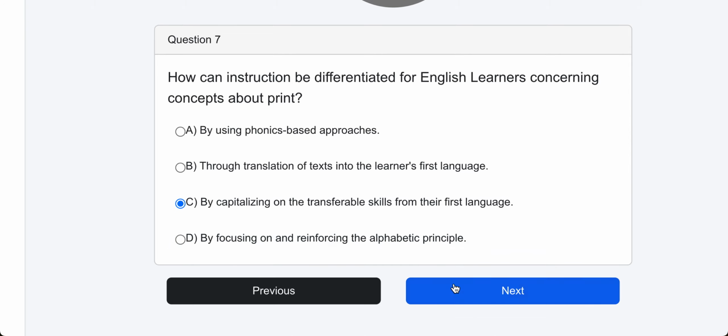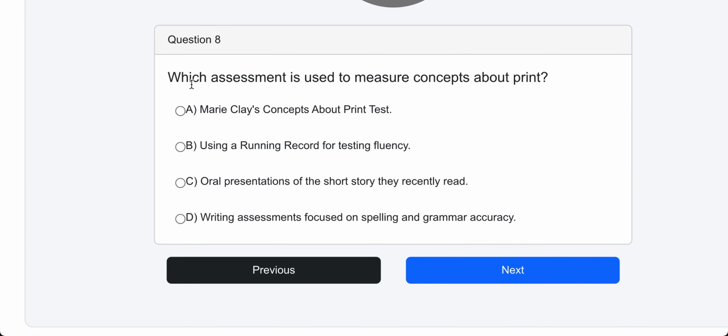Moving on to question number 8. This one reads, which assessment is used to measure concepts about print?